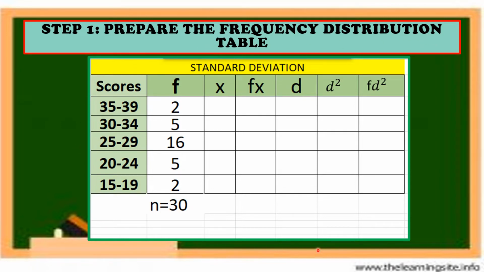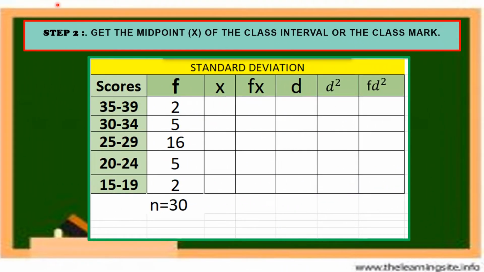We have our frequency distribution table. We can proceed to step number 2. Get the midpoint x of the class interval, or the class mark. So this is x, this is the midpoint. What is the midpoint of 35 to 39? 35 plus 39 divided by 2 is 37.